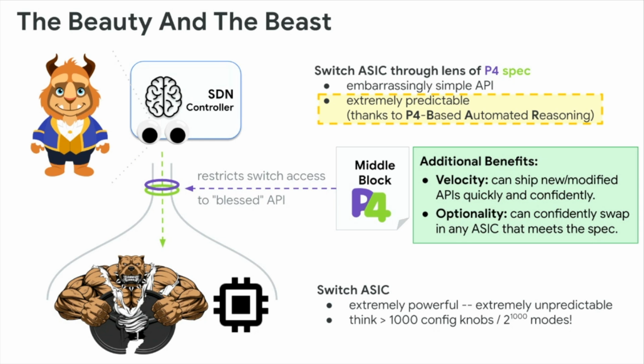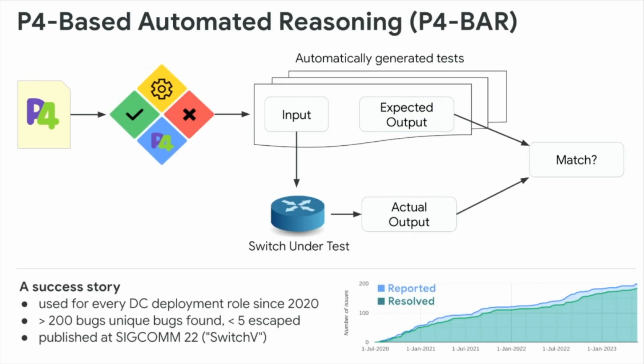So it's not just about reliability. It also allows us to move much faster. We can introduce new features much quicker to the network because we're much more confident that they'll work correctly. And there's also a nice benefit of optionality. Because our set of requirements is very, very clearly defined, and the complexity of the machine is sort of abstracted, we can swap in different generations of ASICs into the same deployment role and be confident that the network will still work just as before. So we'll refer to that as optionality. But for now, our main focus will be on reliability and P4-based automated reasoning, the way we achieve that.